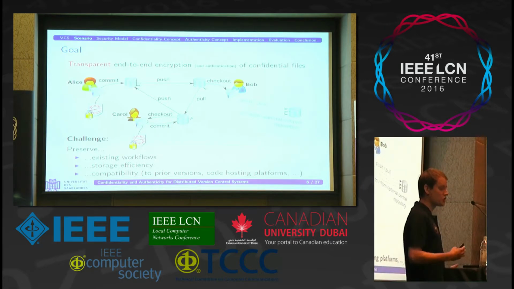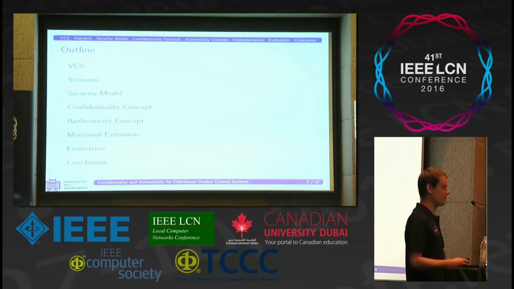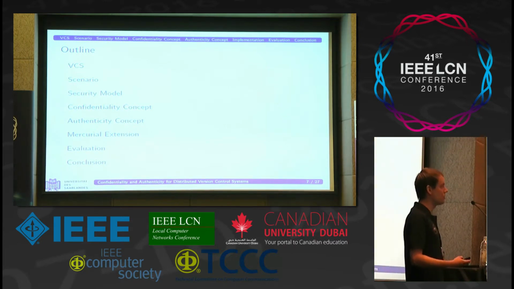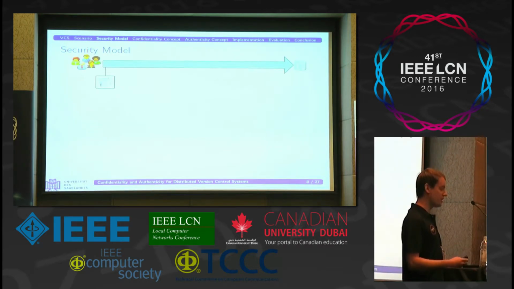And the challenge was to do that in a way that all the existing workflows are maintained, that we remain compatible to existing repositories of unencrypted version control systems, and we also wanted to preserve storage efficiency. So in the next 20 minutes, I will first show our security model, then present our concept with respect to confidentiality and authenticity guarantees, and afterwards I will give some words on our implementation, present some evaluation results, and finally conclude the talk.